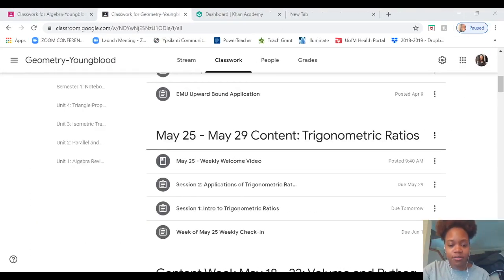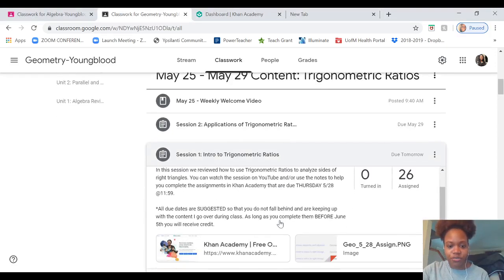So let's hop onto Google Classroom and see what we're going to be working with this week. So this week we're going to be focusing on trigonometric ratios, that's sine, cosine, and tangent. Might be familiar to some of you. And we're going to start with the first session, which is an intro to what trig ratios are.